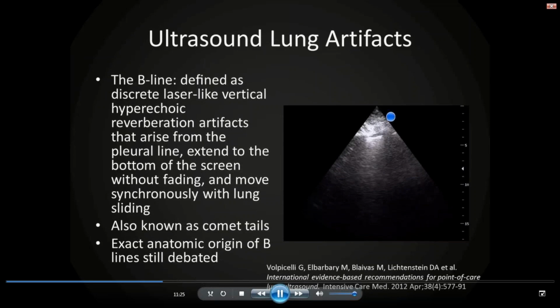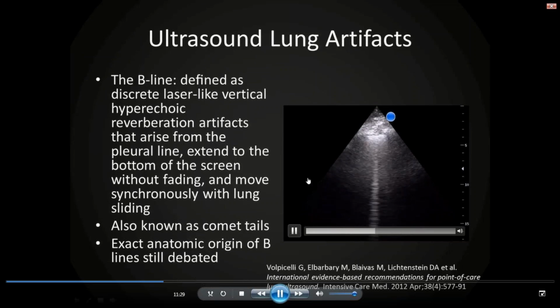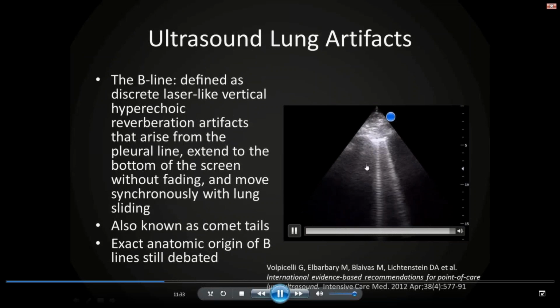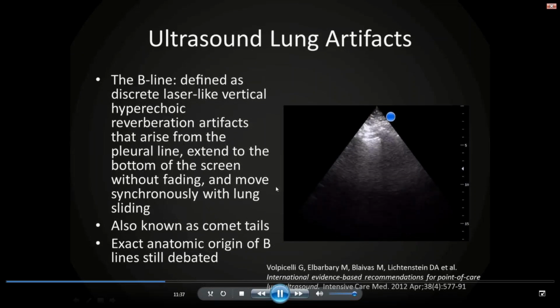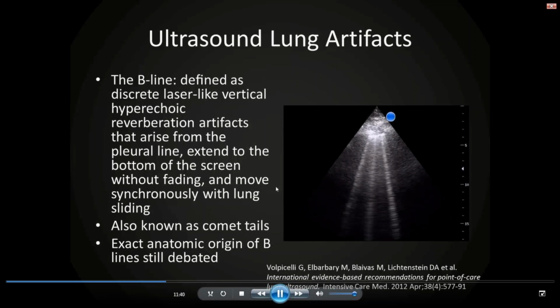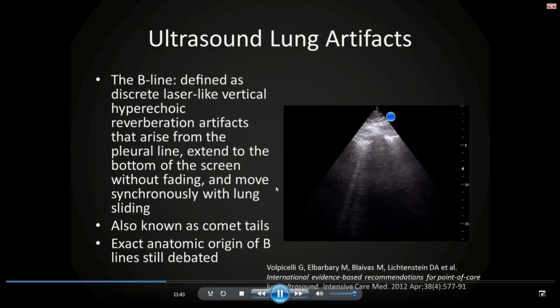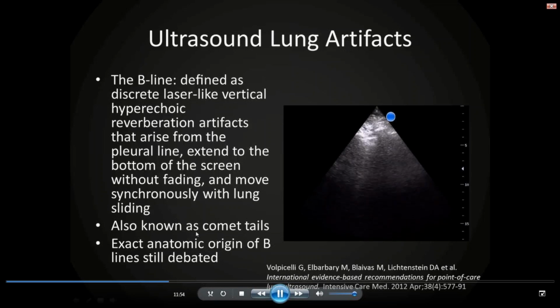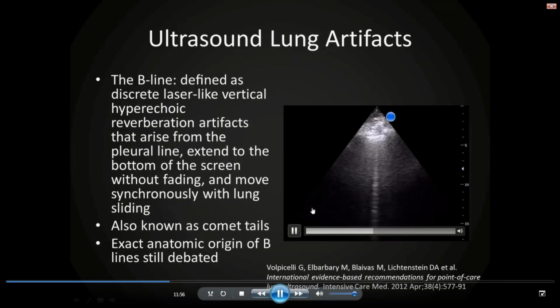Be careful. One of the most important artifacts is the lung ultrasound artifact known as the B line. And in fact, here are B lines right there. They are defined as discrete laser-like vertical hyperechoic reverberation artifacts that arise from the pleural line, extend to the bottom of the screen without fading, and move synchronously with lung sliding. They're also commonly known as lung tails. The exact anatomic origin of B lines is still being debated, but they are a critical finding in the case of lung ultrasound, and Dr. Bhagra will tell you more about their clinical use.